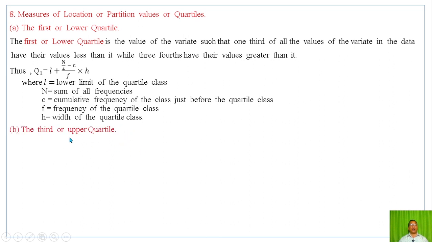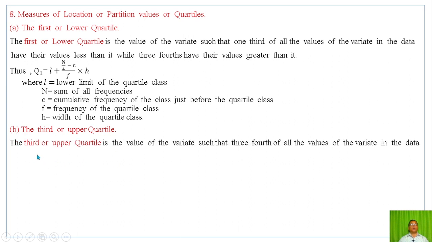The third or upper quartile. The third or upper quartile is the value of the variate such that 3/4 of all the values of the variate in the data have their values less than it, while 1/4 have their values greater than it. That value is called the third or upper quartile.